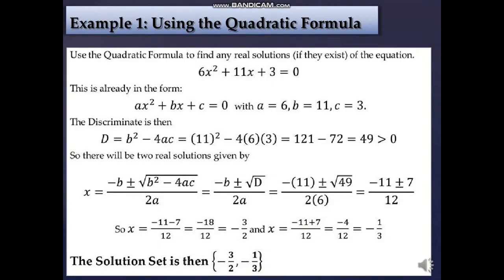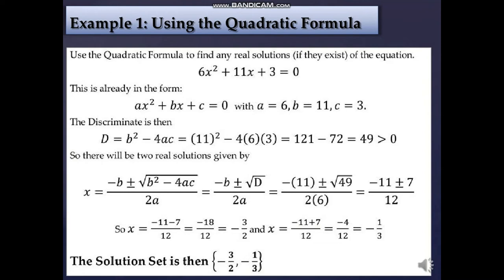Example 1. Using the quadratic formula. Use the quadratic formula to find any real solution of the equation 6x square plus 11x plus 3 equals 0. This is already in the form ax square plus bx plus c, that is called the standard form of the quadratic equation, with a equals 6, b equals 11 and c equals 3.